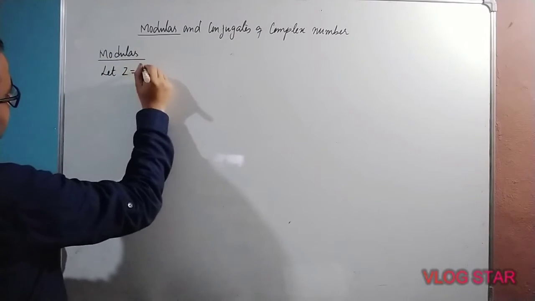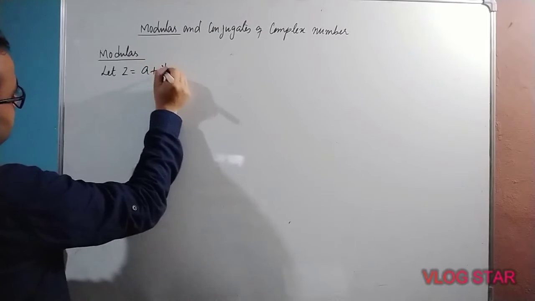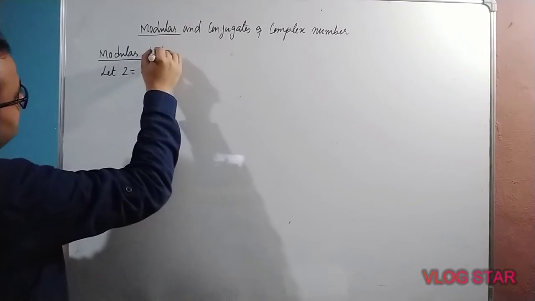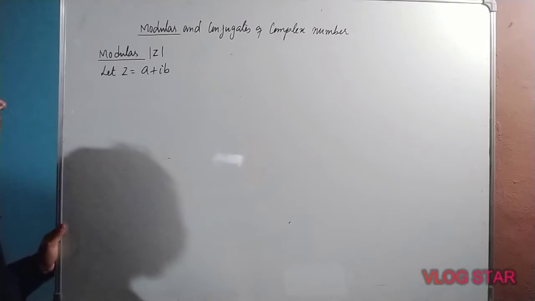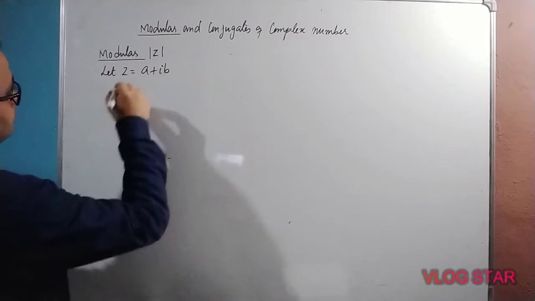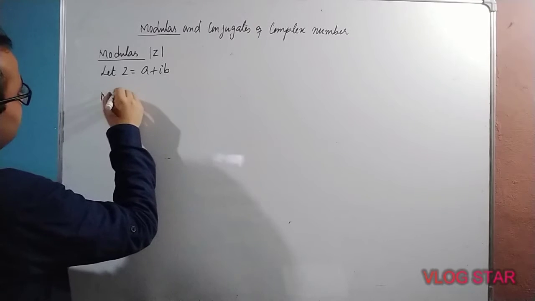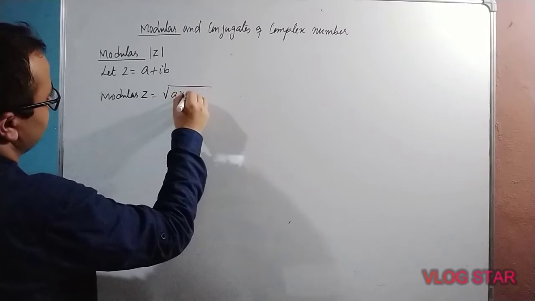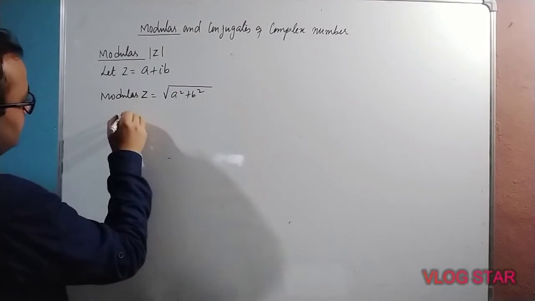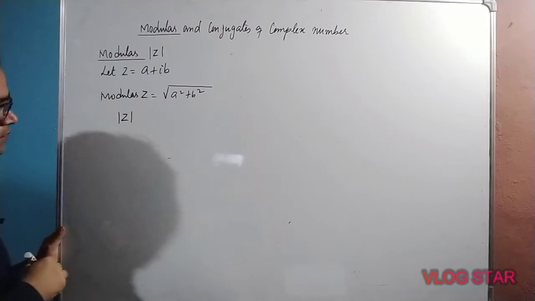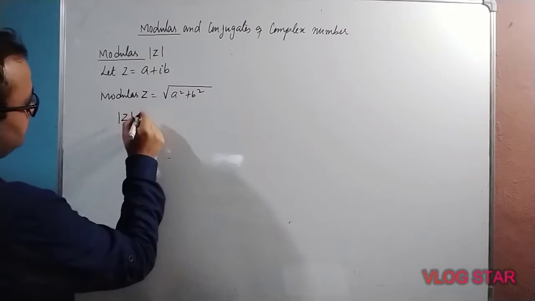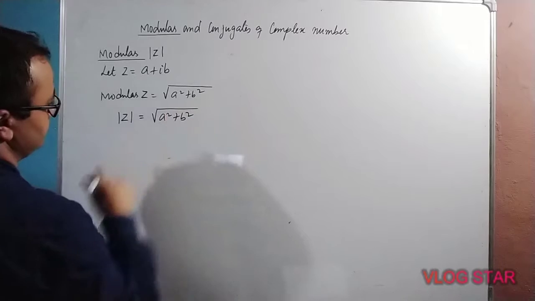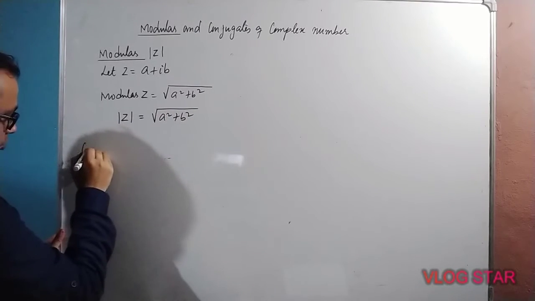If we take the complex number z equals a plus ib, the modulus is represented by |z|, with parallel lines, and it equals root under a square plus b square. So this is the modulus. Now what is the conjugate?